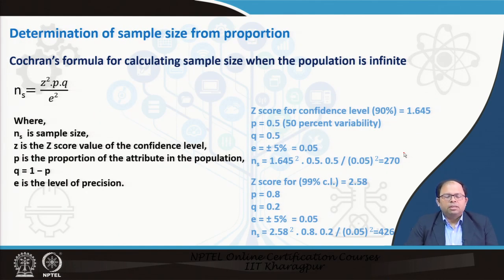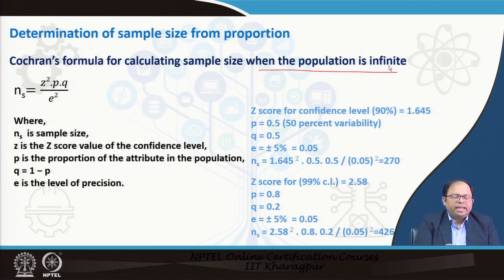So when we determine sample size for proportion, one popular formula is Cochran's formula for calculating sample size. This is used when the population is infinite, that means the population is a huge number, and the formula that we use is ns equal to z square into p into q divided by e square.